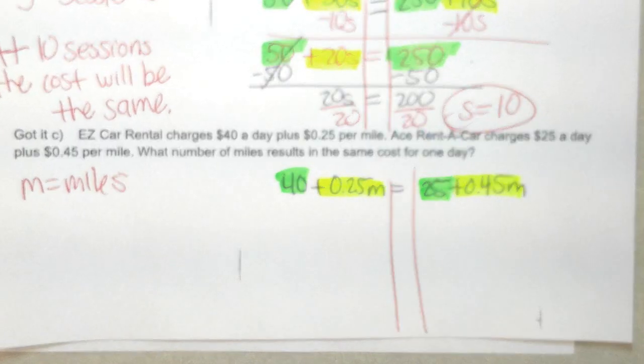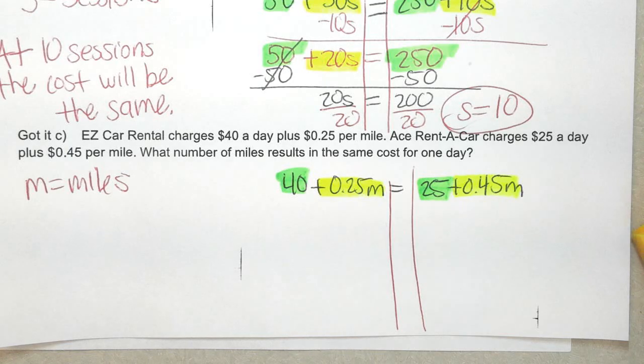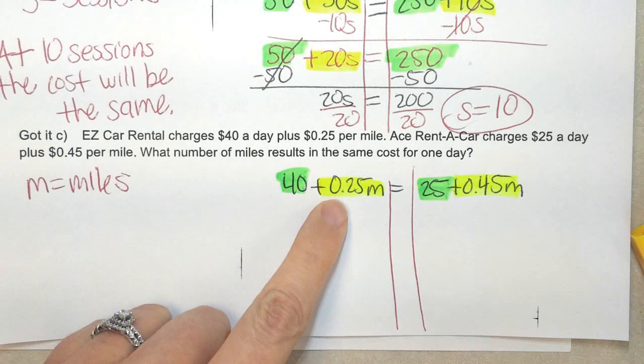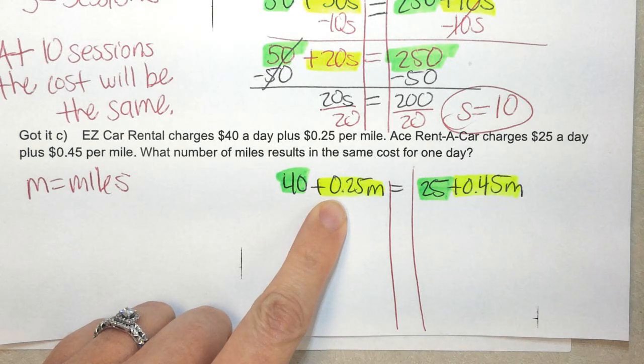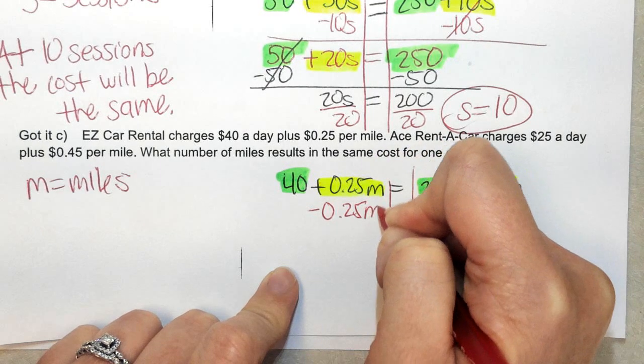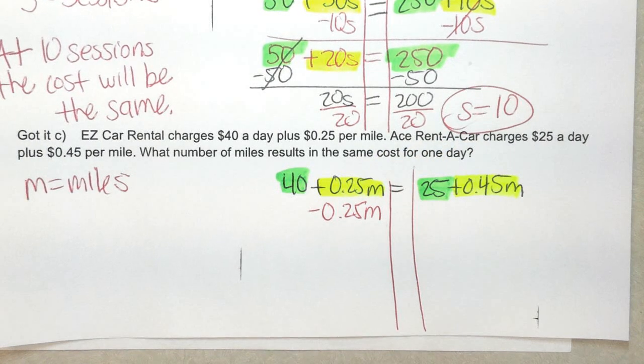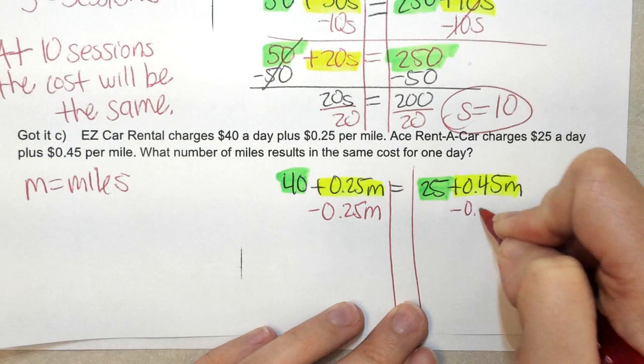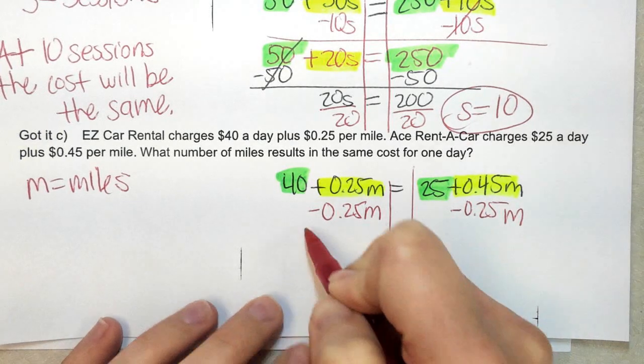So I want to move my variable first. Which one do we want to move? Josiah. Okay, and how am I going to move that? Very good. And remember, guys, if you're taking it away from the yellow, make sure you're writing it below the yellow on both sides. So I'm subtracting 0.25.